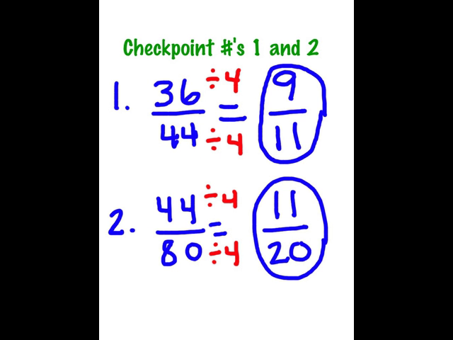Now that you have completed the examples, let's look at number 1 and 2 at the checkpoint. Number 1, we need to write the ratio as 36 over 44. What I want to highlight here is the fact that we can actually simplify ratios just like we simplify fractions. If I have 36 over 44, I realize that the numerator and the denominator are both divisible by 4. So 36 over 44 simplifies to 9 out of 11. In the second example, I have 44 over 80 as my ratio. I realize that can be simplified to 11 over 20.